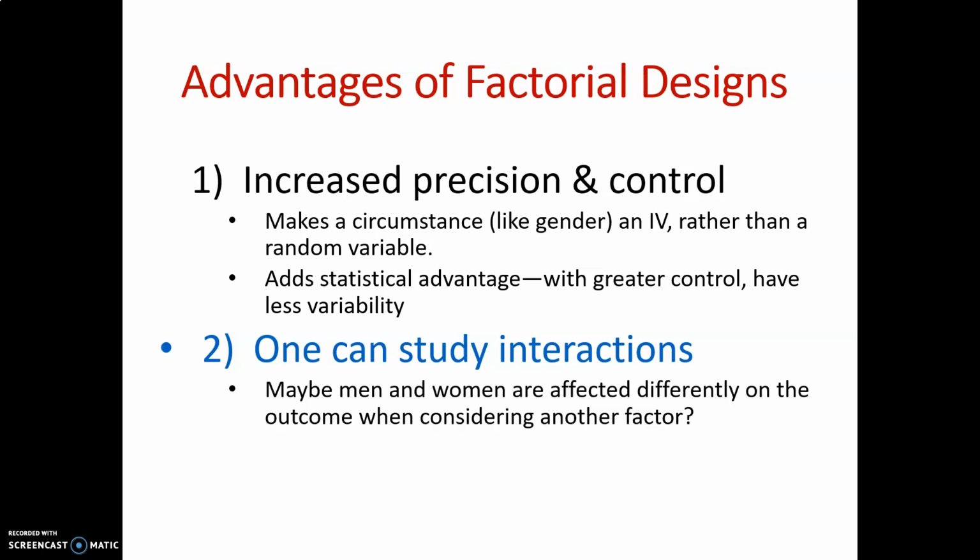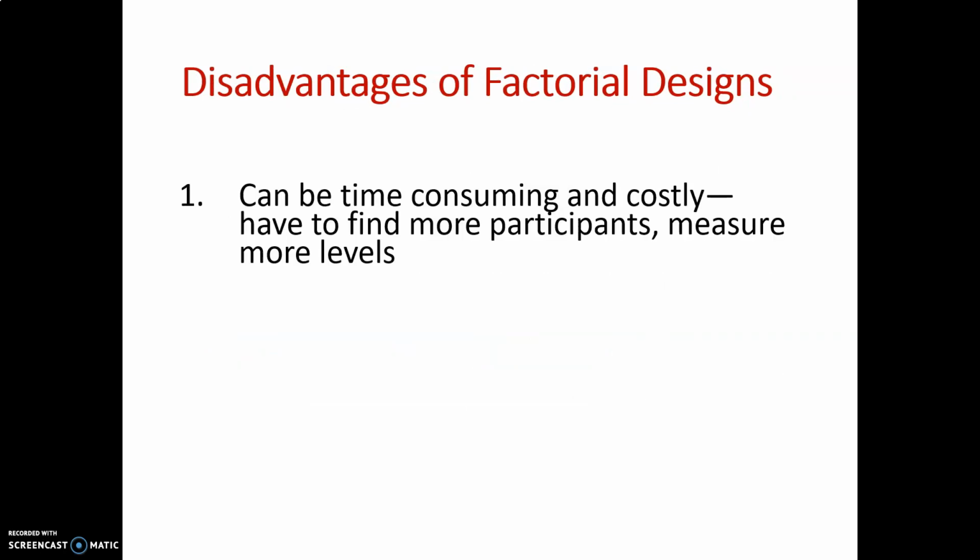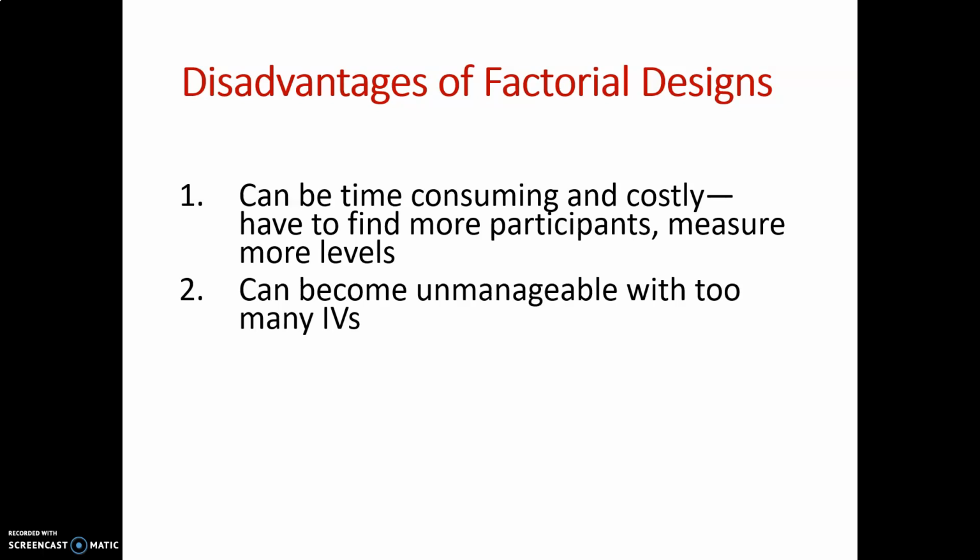Maybe men and women, for example, are affected differently by the outcome when we consider a second factor. Now, factorial designs also have their disadvantages. They can be time-consuming and costly. You have to find more participants and measure more levels than if you're just doing a t-test.